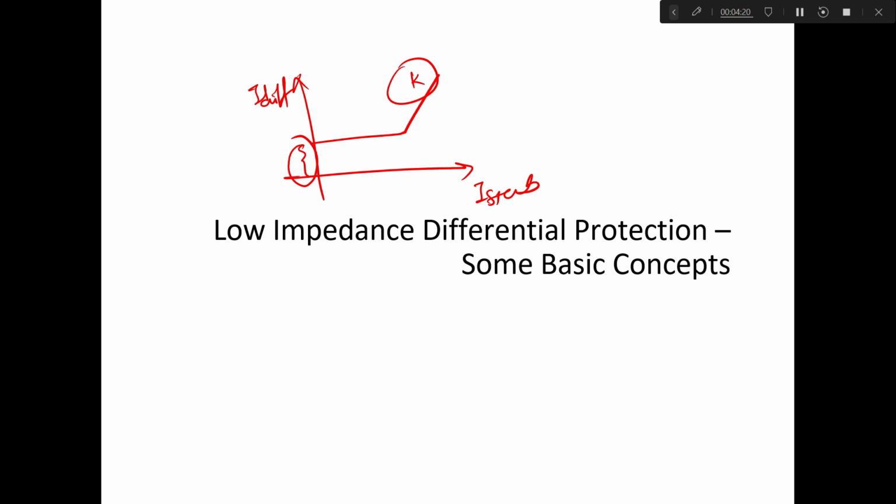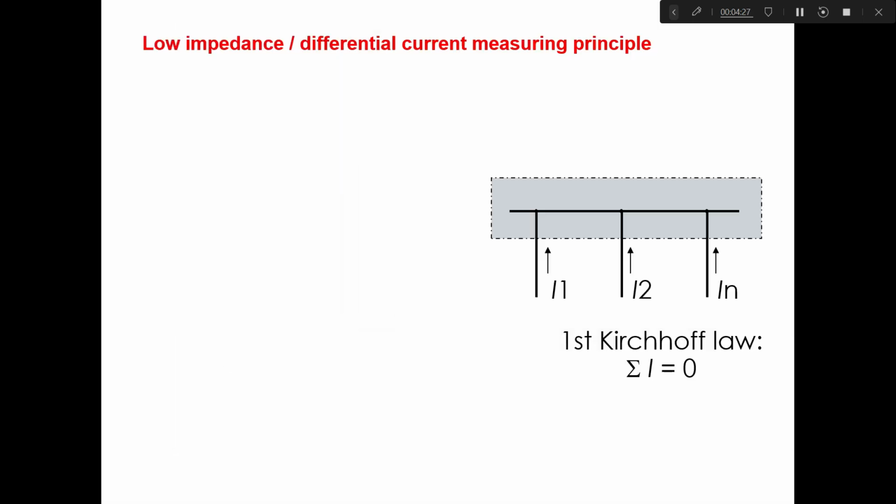Now, without wasting any further time, let us start with today's topic, which is the basic concepts of low impedance differential protection. So first of all, the low impedance differential current measuring principle, or low impedance differential protection, works on Kirchhoff's first current law. So what is Kirchhoff's first current law? It basically says that the sum of the currents at any particular node is equal to 0, or in simple terms, the current entering a node is equal to the current leaving a node.